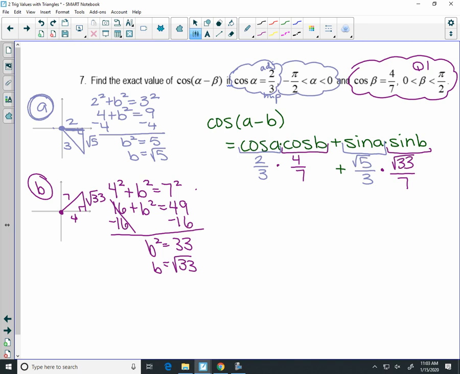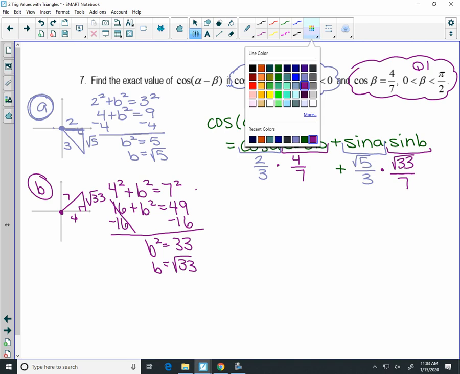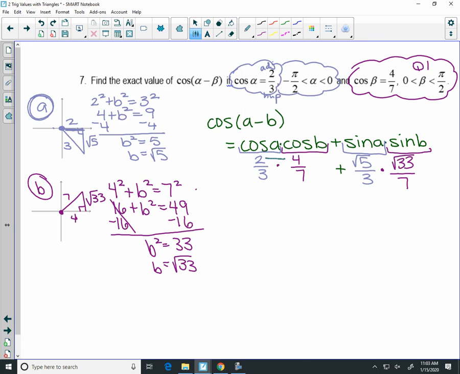So on our first fraction, we can just multiply here. This is nice. 2 times 4 is 8. 3 times 7 is 21. Common denominator here, 3 times 7 is 21. That's always going to happen whether you're doing sine or cosine.